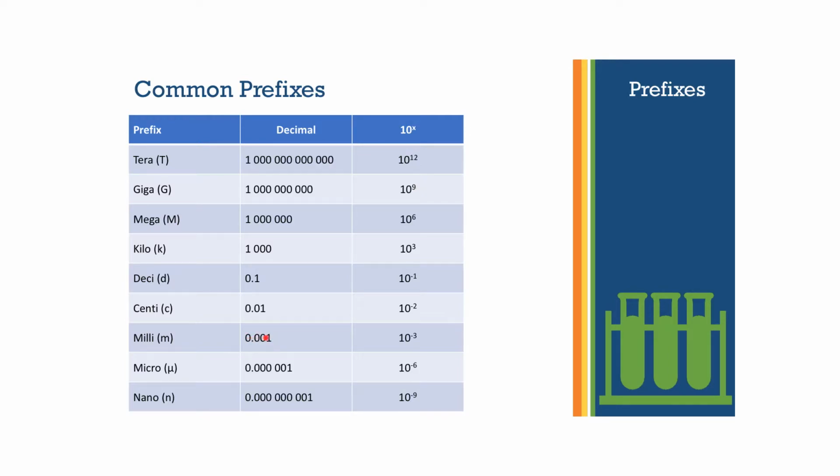Milli is 1,000th, so multiply that by 1,000, and that turns into a 1. So we give that 10 to the minus 3, and micro times 10 to the minus 6. Nano, I always think nano 9, so 10 to the power of minus 9, a very small number. So sometimes it's just more easy to remember them in terms of the power rather than remembering the decimal value.